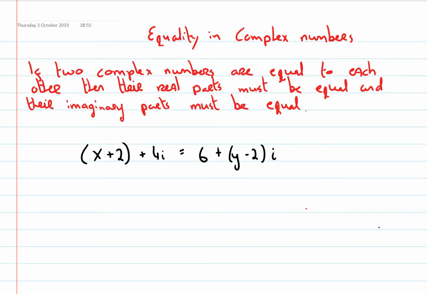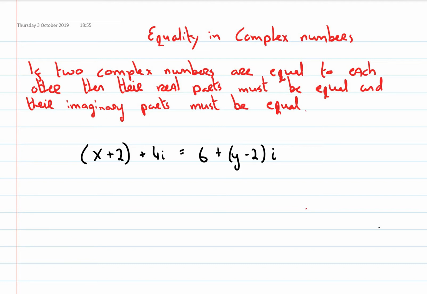In this video we're going to look at equality in complex numbers. The thing to remember is if two complex numbers are equal to each other, then their real parts must be equal to each other and their imaginary parts must be equal to each other. To show that, I've taken a sum here: x + 2 + 4i = 6 + (y - 2) all multiplied by i.